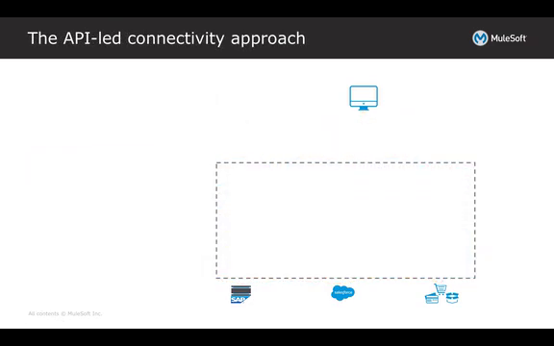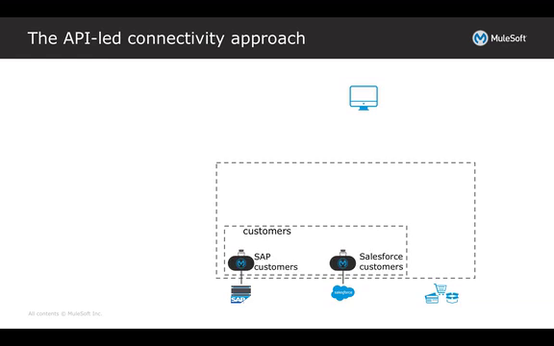Let's look at the same integration project and see how we could do this differently with an API-led connectivity approach. Well, if we look at our systems like SAP and Salesforce, we know that these are going to have customer data inside of them. What if we were to expose the SAP system with an API and expose our Salesforce customer data with an API as well? Then if desired, we could even bridge these two together with a single customer API that could be used.